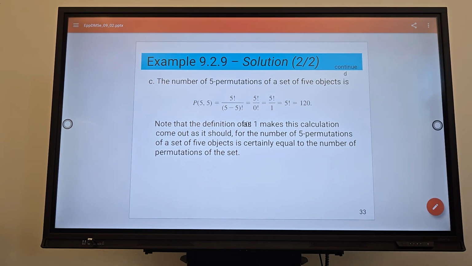Now the number of 5 permutations of a set of 5 objects is going to be the same as how many permutations there are of a set of 5, because 5 minus 5 factorial is 0 factorial, or 1. Therefore, it's 5 factorial over 1, which is equal to 120.